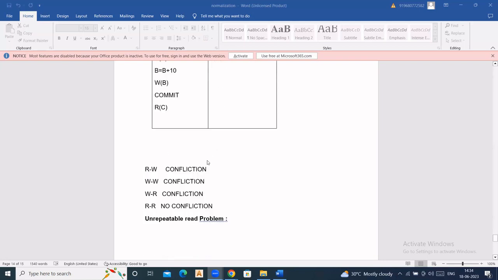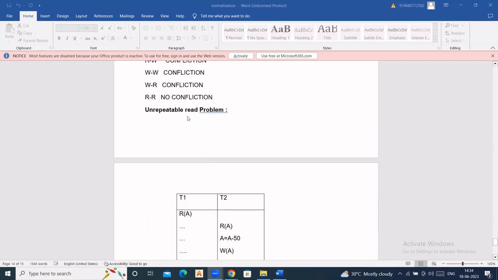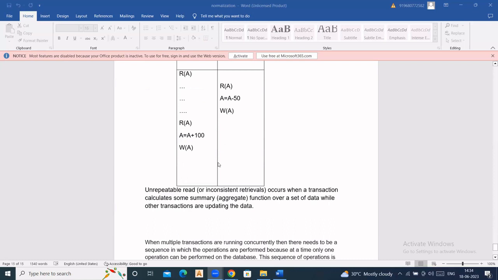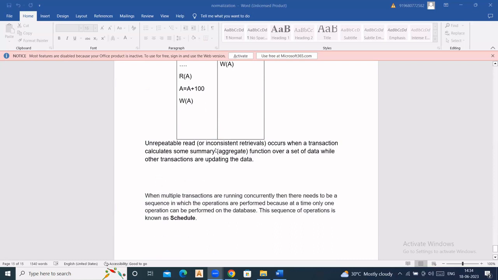Now write down the third, unrepeatable read problem. This is the theory for unrepeatable read. Don't write the below one, that is a separate topic. Just write down these 3 lines.